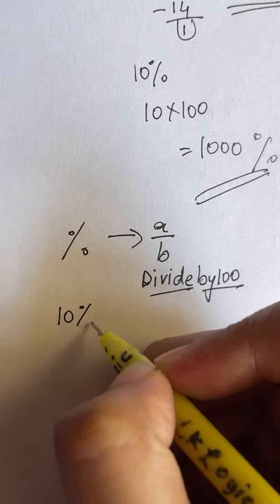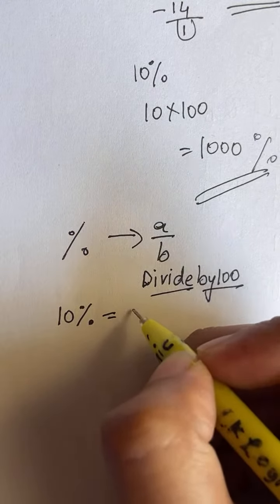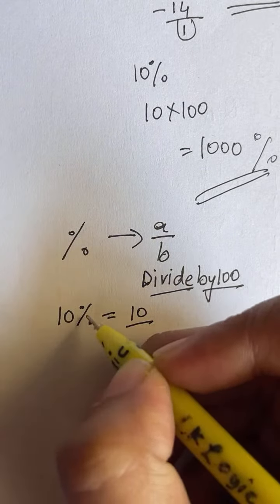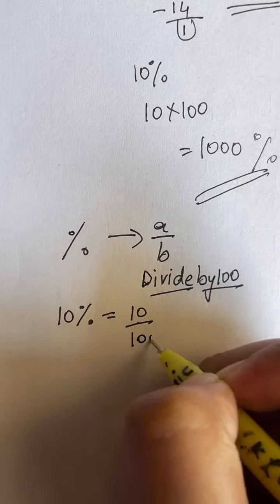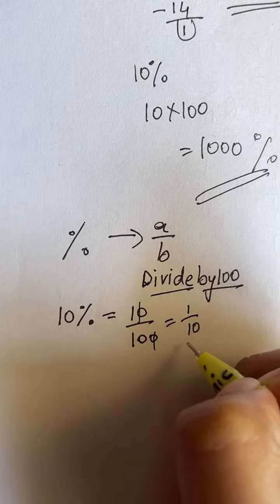For example, you have 10%. So this percent symbol will get converted to out of 100. 10% changes to 10 out of 100, and that gets cancelled. So it is 1 over 10. Done.